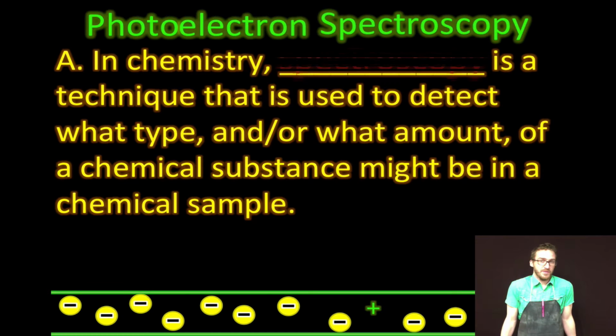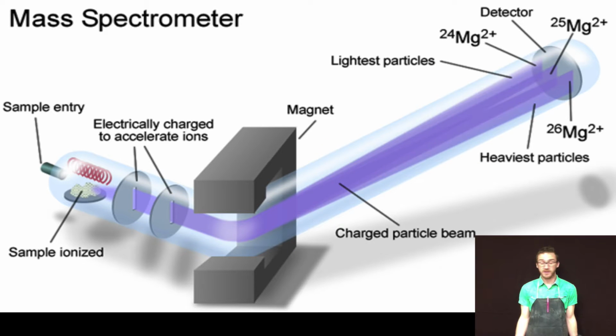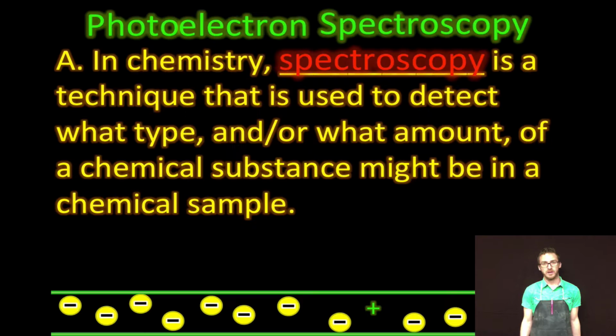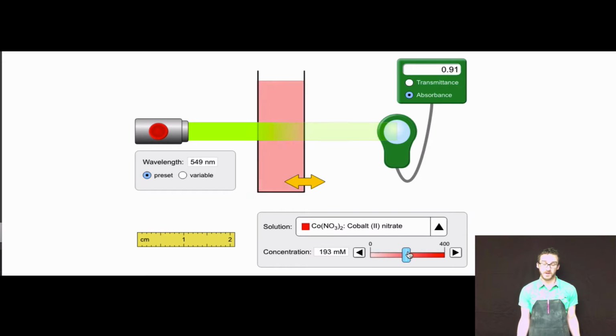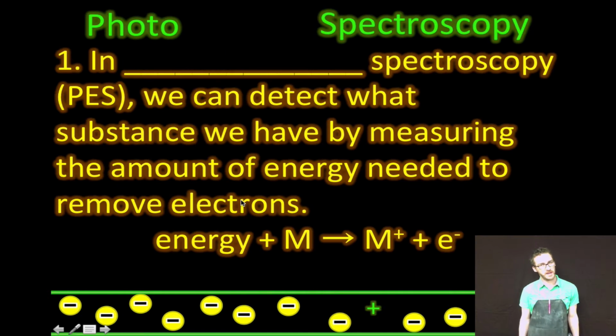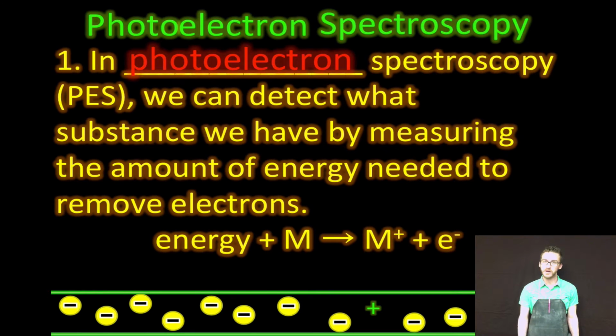Alright, so in chemistry, we use spectroscopy in a number of ways to detect what type and/or what amount of a chemical substance might be in a chemical sample. At this point, you want to be comfortable with things like mass spectroscopy, which is used to determine the average atomic mass of an element. We also use colorimeters and spectrophotometers to determine the concentrations of colored species in solution. So lots of different types of spectroscopy. In this vid, we are focused on photoelectron spectroscopy, also known as PES.